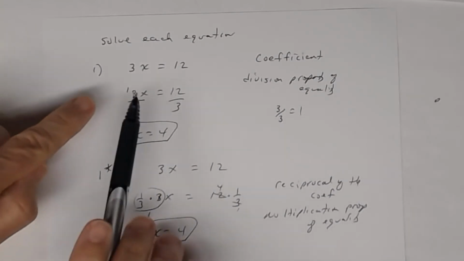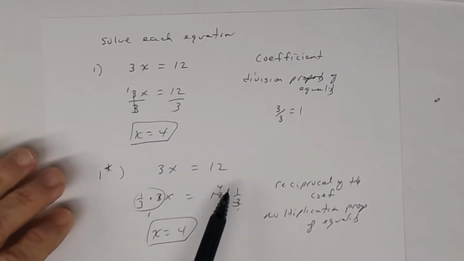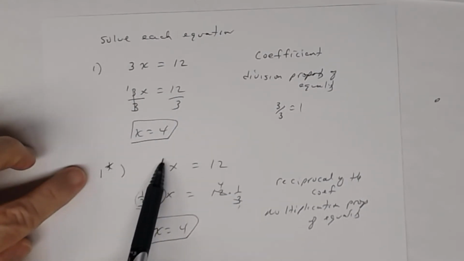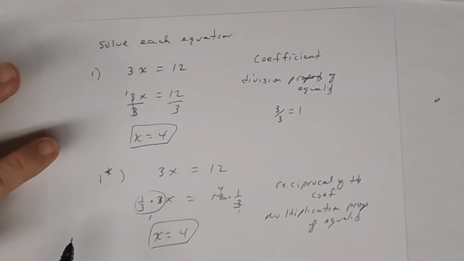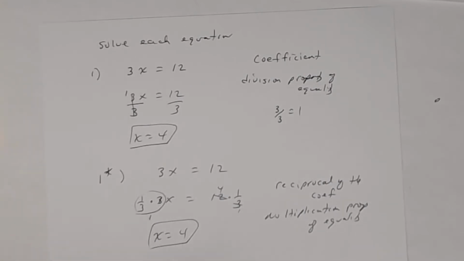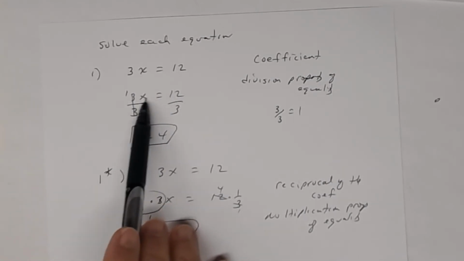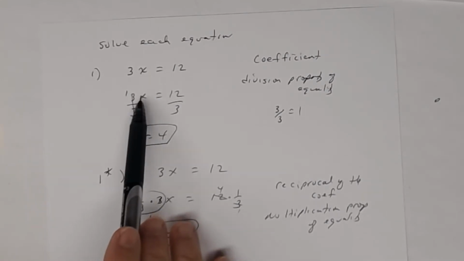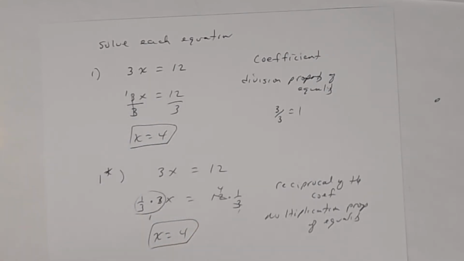So notice in this problem I use the division property of equality. In this problem I use the multiplication property of equality. Same example, 2 different ways. All right. I'm just going to say this though, most students will use the way that's easiest for them, and this one's easier to use than this one.